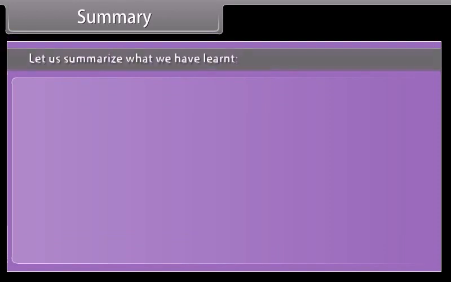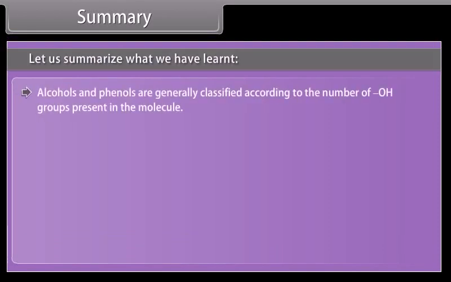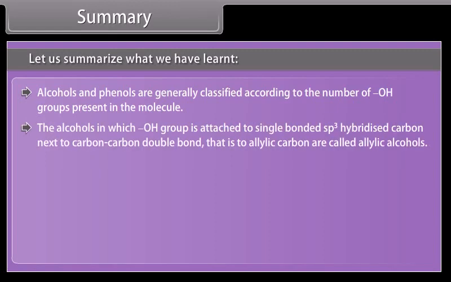Summary. Let us summarize what we have learned. Alcohols and phenols are generally classified according to the number of hydroxyl groups present in the molecule. The alcohols in which the hydroxyl group is attached to a single bonded sp3 hybridized carbon next to a carbon-carbon double bond, that is, to an allylic carbon, are called allylic alcohols.